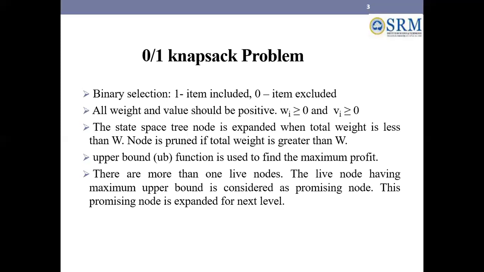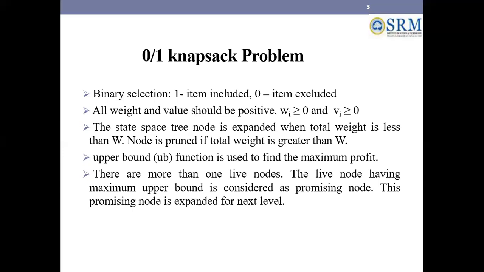So the knapsack capacity is given. We have to add the items one by one till it reaches the knapsack capacity. If it exceeds the knapsack capacity, that will be stopped. That can be pruned from the solution space. The upper bound function is used to find the maximum profit. So we are using the UB function to find the maximum value for all the subproblems.